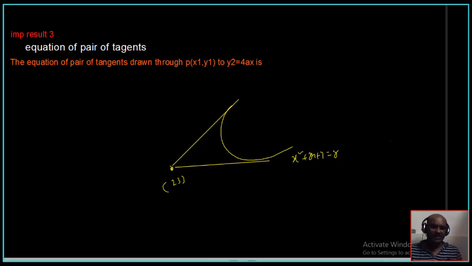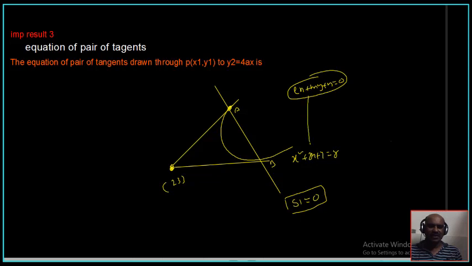So one of the methods is, first of all, find the chord of contact. We can say that this line is the chord of contact for this point with respect to this parabola. You just need to find S1 equal to 0, which is nothing but the chord of contact. After finding the chord of contact, we get a straight line, for example lx plus my plus n equal to 0. Solve this straight line and this quadratic, and you get two points. One point gives A, another point gives B.